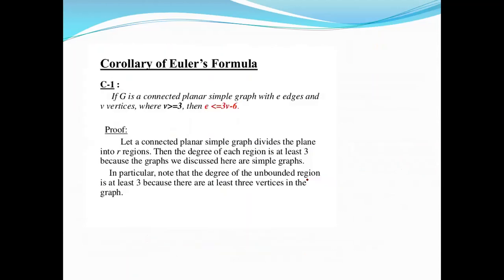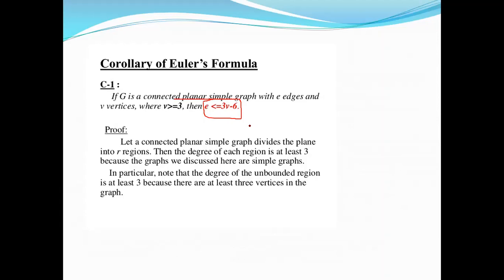There are two important corollaries which are connected with Euler's formula. Corollary number 1 is E less than or equal to 3V minus 6. That is, the number of edges is less than or equal to 3V minus 6. You can take this condition to be a necessary condition for any graph to be a planar graph. Remember, I'm using the word necessary and it is not the sufficient condition. What is the difference between necessary and sufficient conditions? If this condition is not satisfied, that means the graph is not going to be a planar graph.